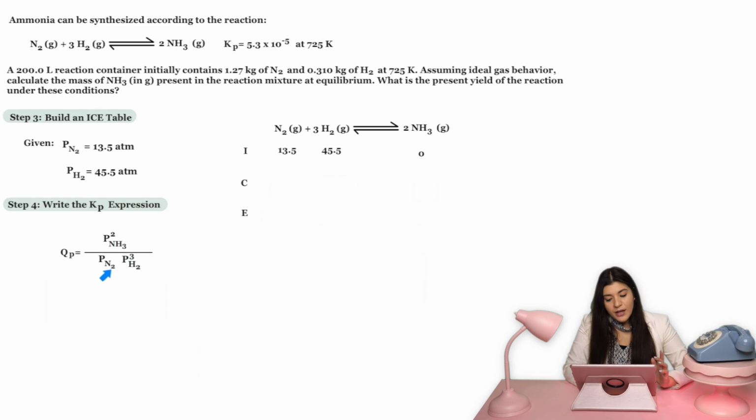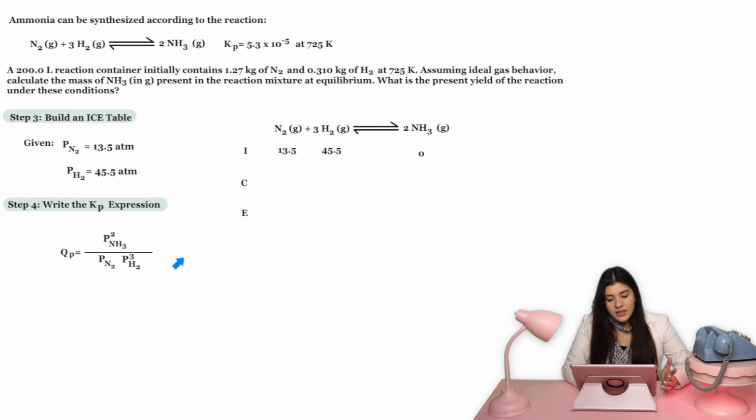For the denominator, that's going to be the partial pressure of our reactants multiplied. So this is the partial pressure of N2. There is no exponent because there is no coefficient besides 1. That's why there is no exponent here. And then for this one, the reason why we have that exponent of 3 is because there is a 3 coefficient in front of H2 on our reactant side. So this is our Qp expression.